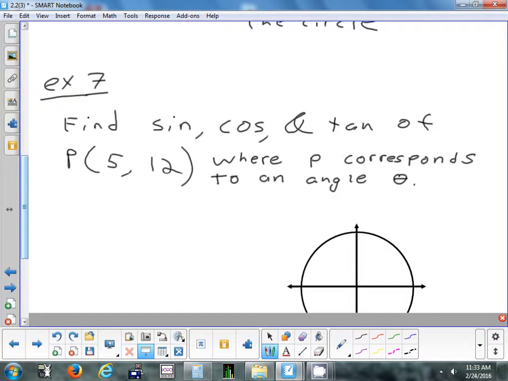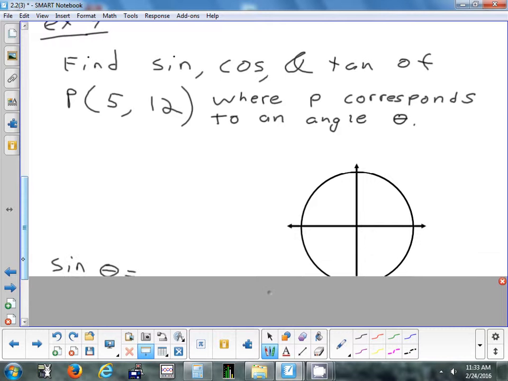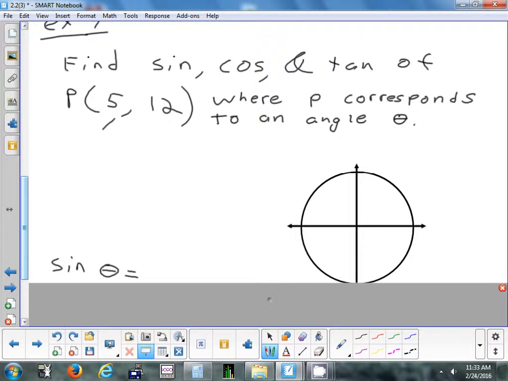All right, so we're going to find the sine, the cosine, and the tangent. And I'm giving you the coordinate. The coordinate is 5, 12. So that's x. That's y. But what's the one other letter that appears in these formulas now besides x and y? R. Okay, we have to find r. And you already know how to find r.